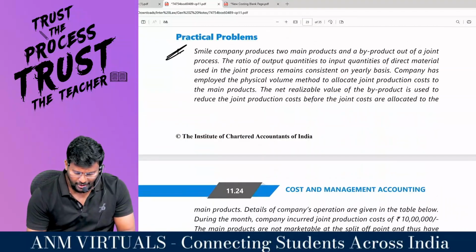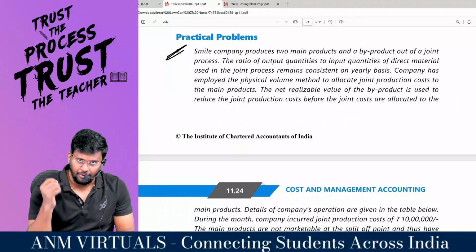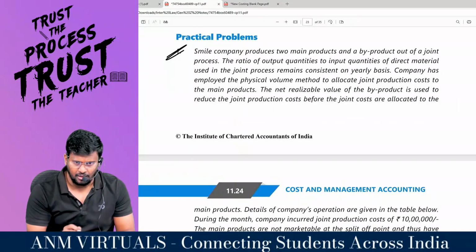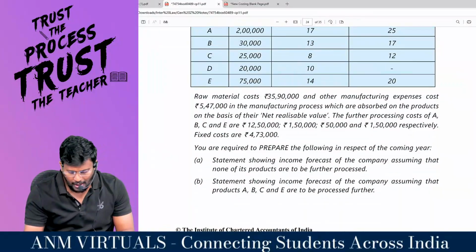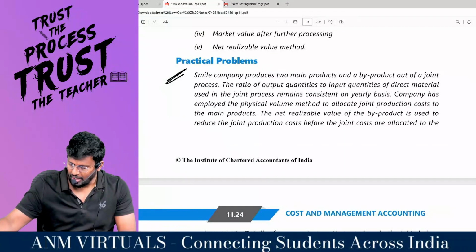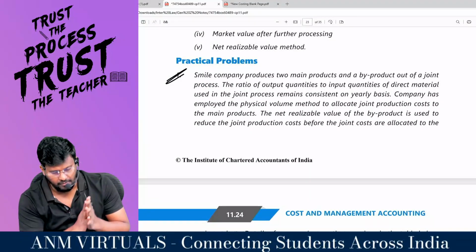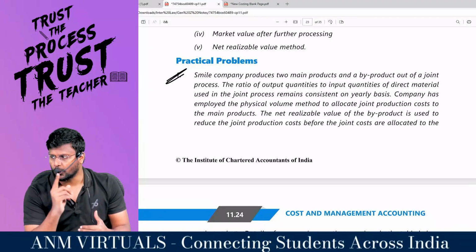What is a byproduct, sir? I will explain. Before that, try that question and come back. We will solve this question, illustration number 1, and the remaining balance questions are very easy. Comfortable? I'm waiting here. Pause the video for 5 to 7 minutes. Complete that illustration number 4 and come back. We'll be doing book back number 1.